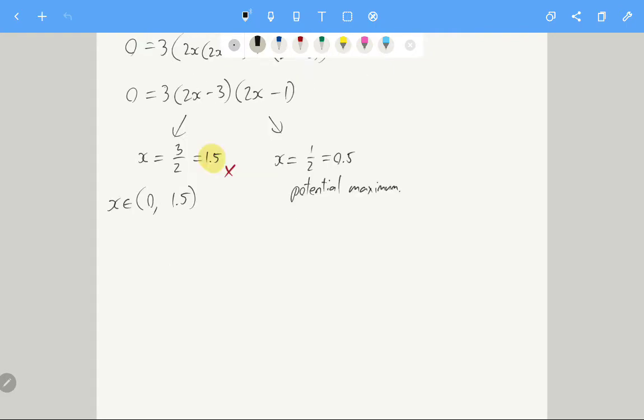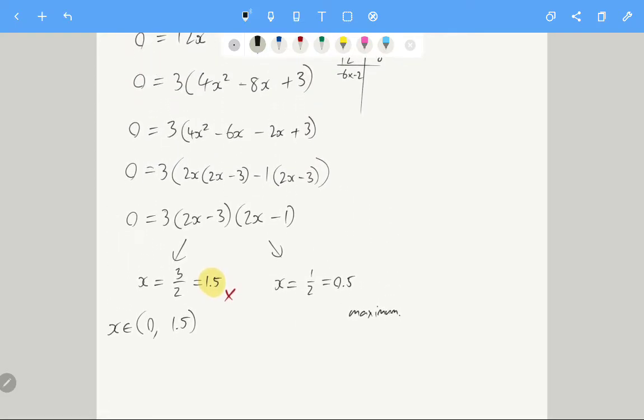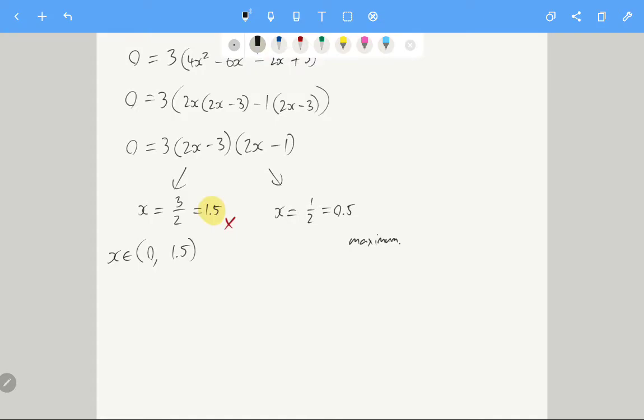However, it is a guaranteed maximum just because we know that the function is positive between 0 and 1.5. Otherwise, you'd be getting negative volumes, which doesn't make any sense. So this is the maximum.